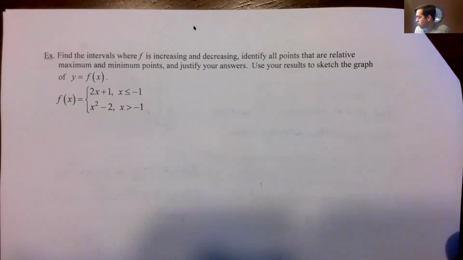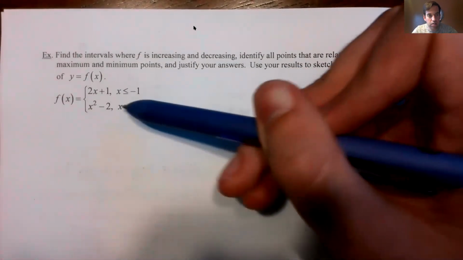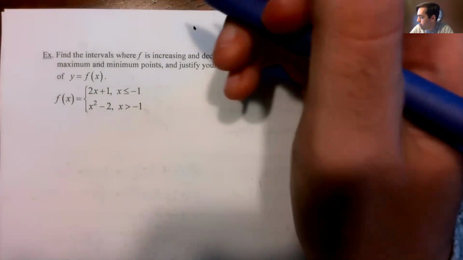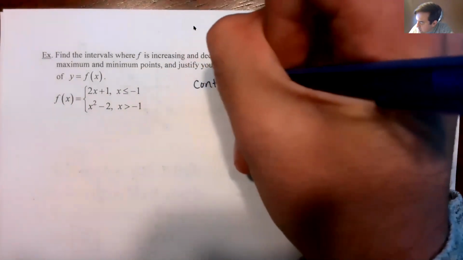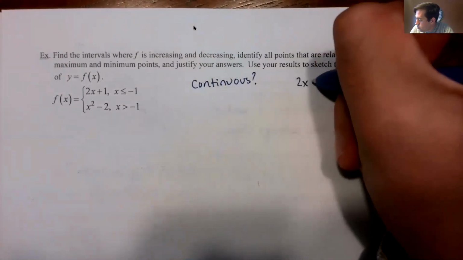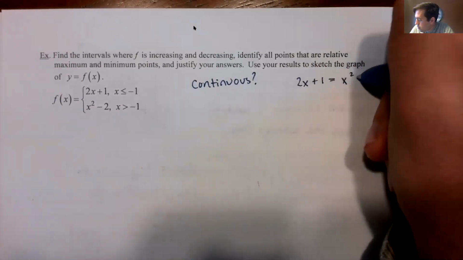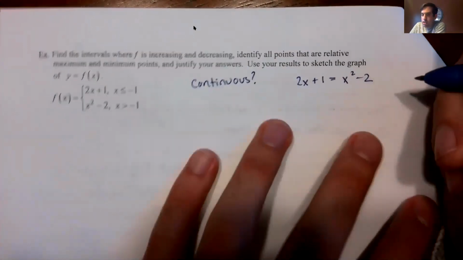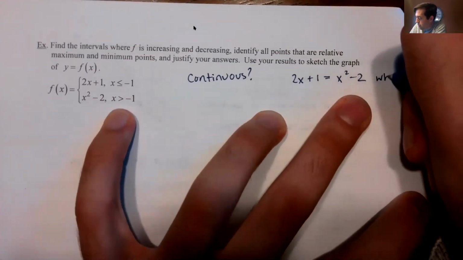Okay, so the first thing that I think of when I see a piecewise function like this is I want to know, is this function actually continuous? Do we have a function where between these two sections we connect? So in order to figure that out, if we're continuous, we're going to set 2x plus 1 equal to x squared minus 2 and see if that's true, specifically when x equals 1, because that's where they meet.